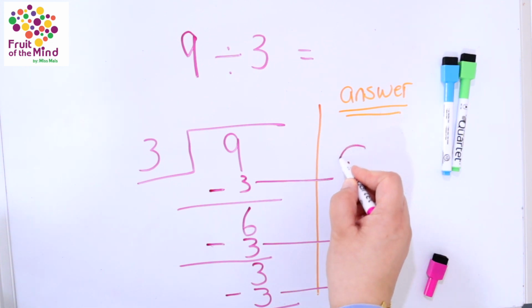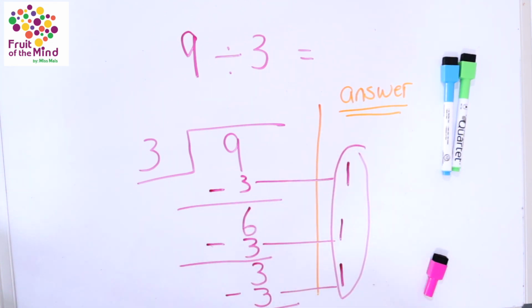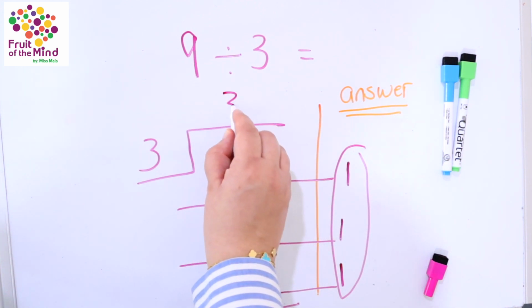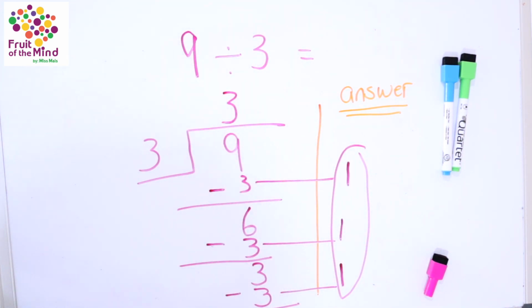Now, how many times did we take away 3? We took away 3 three times. So our quotient is 3. That's the simplest and easiest way of doing this. But the question is, if I have 2-digit numbers, how am I going to do it? I'm going to show you in a bit after I clean up all of this mess.